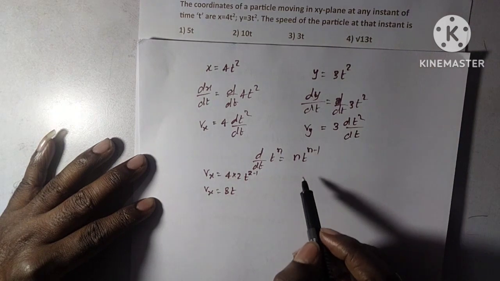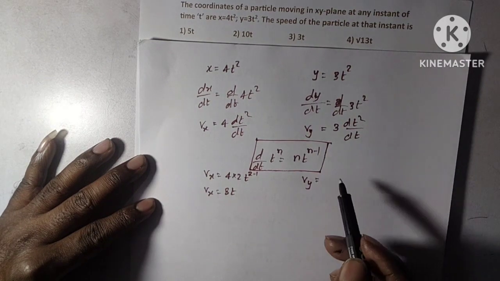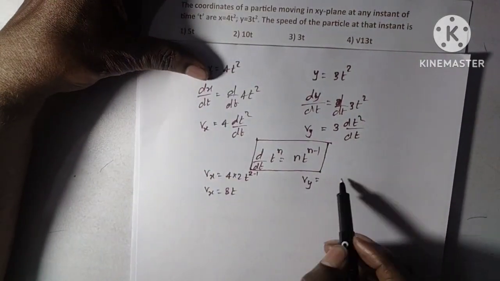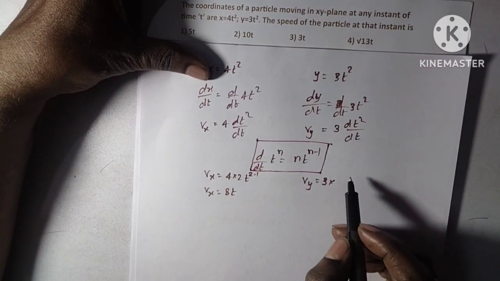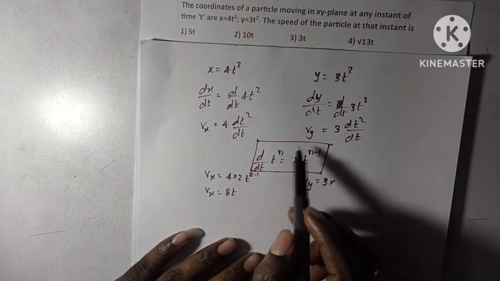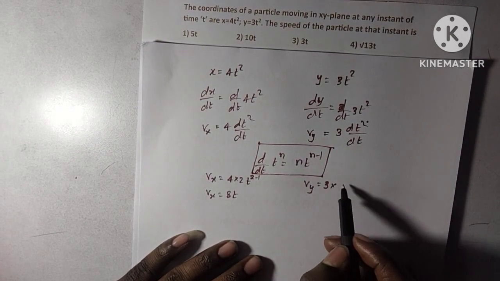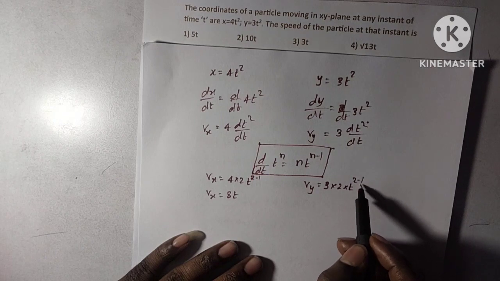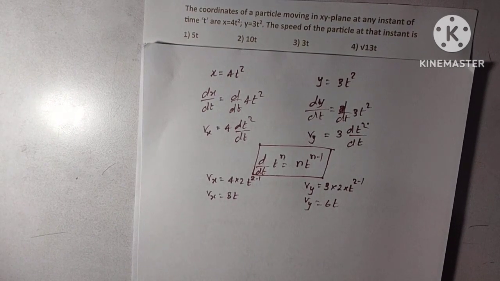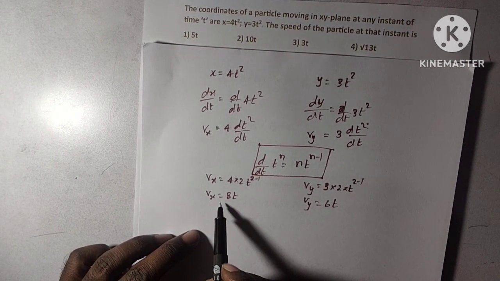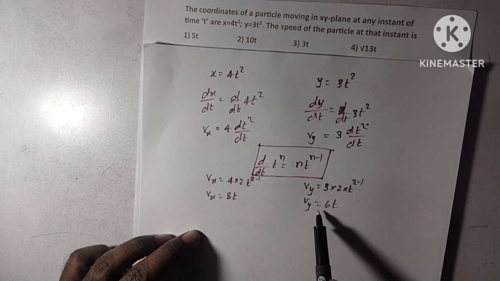In the same way, using this formula, Vy is equal to 3 times d(t²)/dt, where t² is t^n with n equal to 2, so n times t^(n-1) is 2 times t^(2-1). Vy is equal to 3 times 2t, so we get 6t. So the speed of the particle on the x-axis is 8t, and the speed of the particle on the y-axis is 6t.